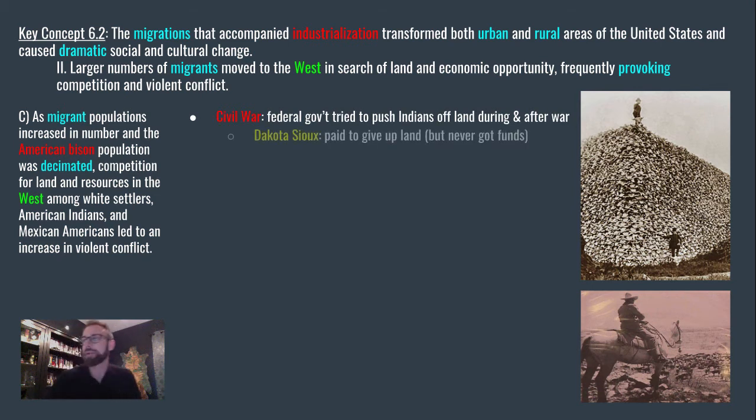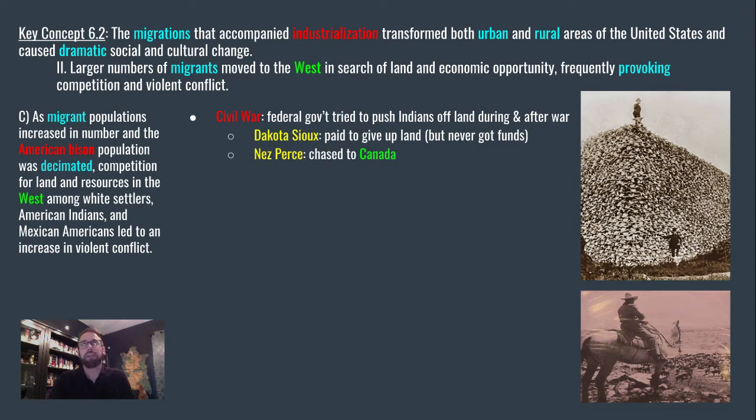Here are some prime examples. The Dakota Sioux were paid to give up their land. They never really got the funds, but they made various treaties with the federal government that defined where their land was. Tribes like the Nez Perce were chased to Canada.